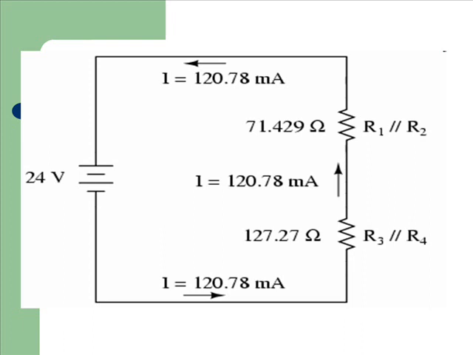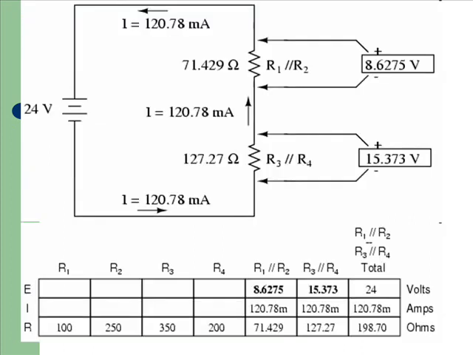Since R1//R2 and R3//R4 are in series with each other, the current through those two sets of equivalent resistances must be the same. Furthermore, the current through them must be the same as the total current. So we can fill in our table with the appropriate current values, simply copying the current figure from the total column to the R1//R2 and R3//R4 columns.